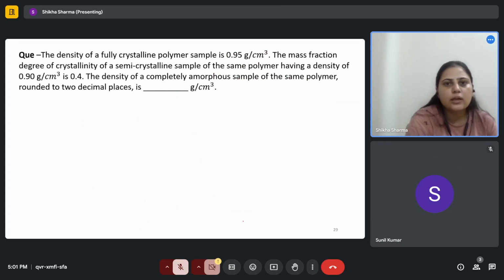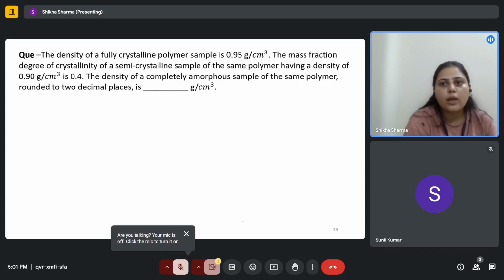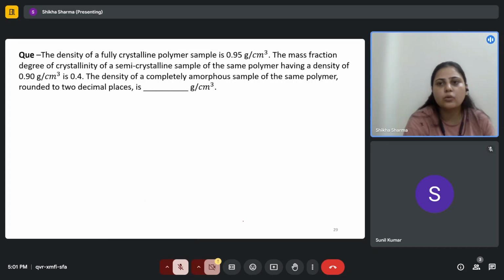The density of the fully crystalline polymer sample is 0.95 gram per centimeter cube. The mass fraction degree of crystallinity of a semi-crystalline sample of the same polymer having a density of 0.9 gram per centimeter cube is 0.4. The density of the completely amorphous sample of the same polymer we need to find.